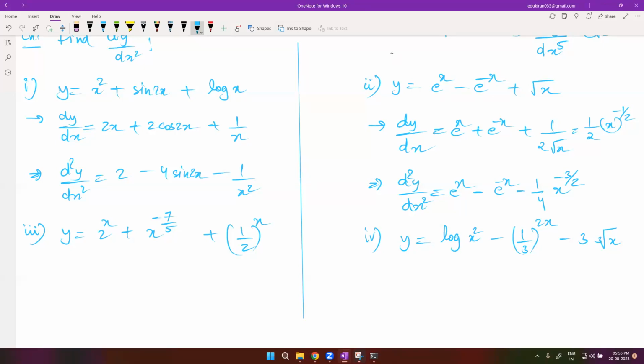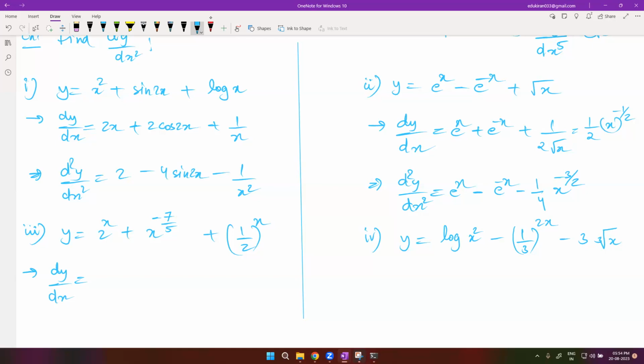And the answer for third. Go step by step. First, find out dy by dx. If you are able to find out dy by dx correctly, then you can approach d2y by dx square. So if somebody has calculated dy by dx, please tell me so that I can tell you whether you are going correct or not. What's the expression for dy by dx here?